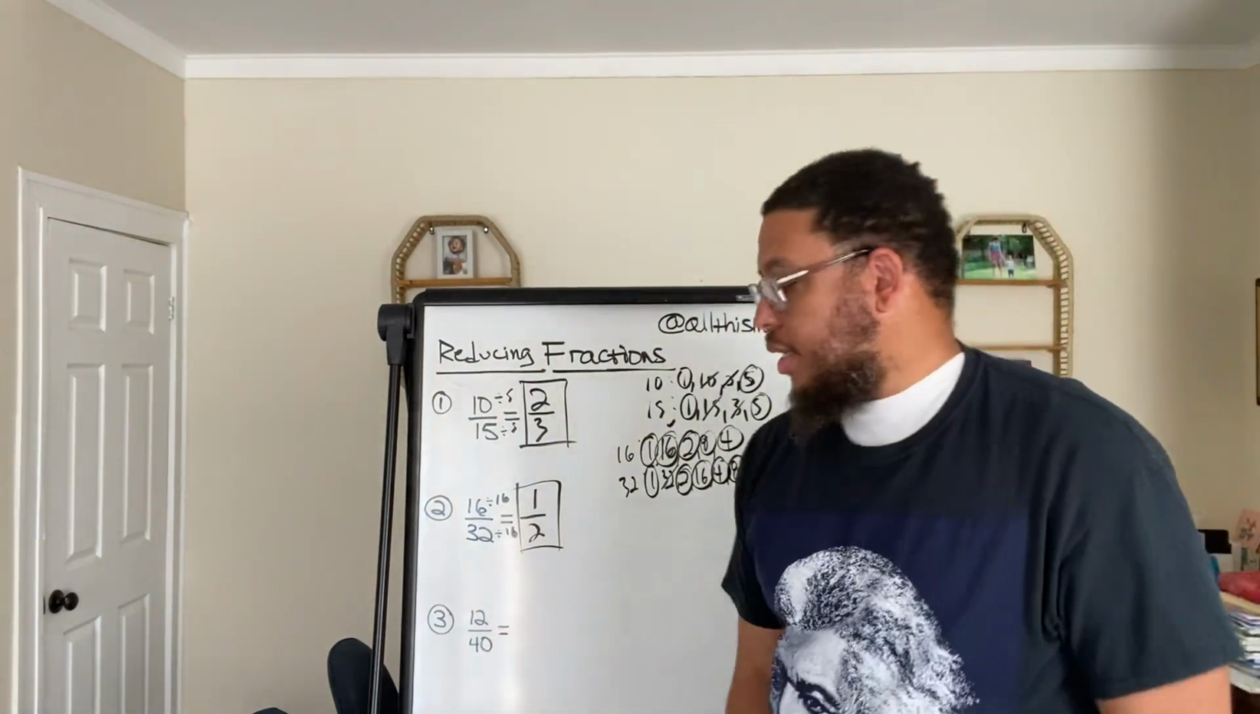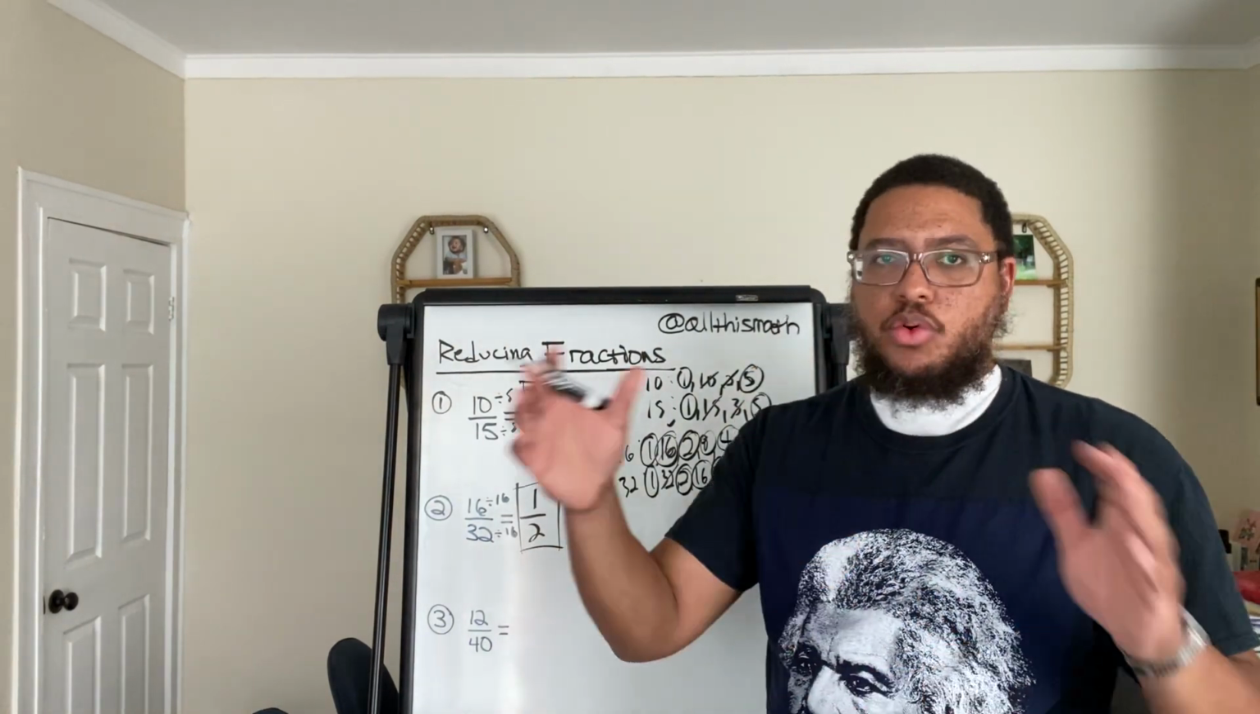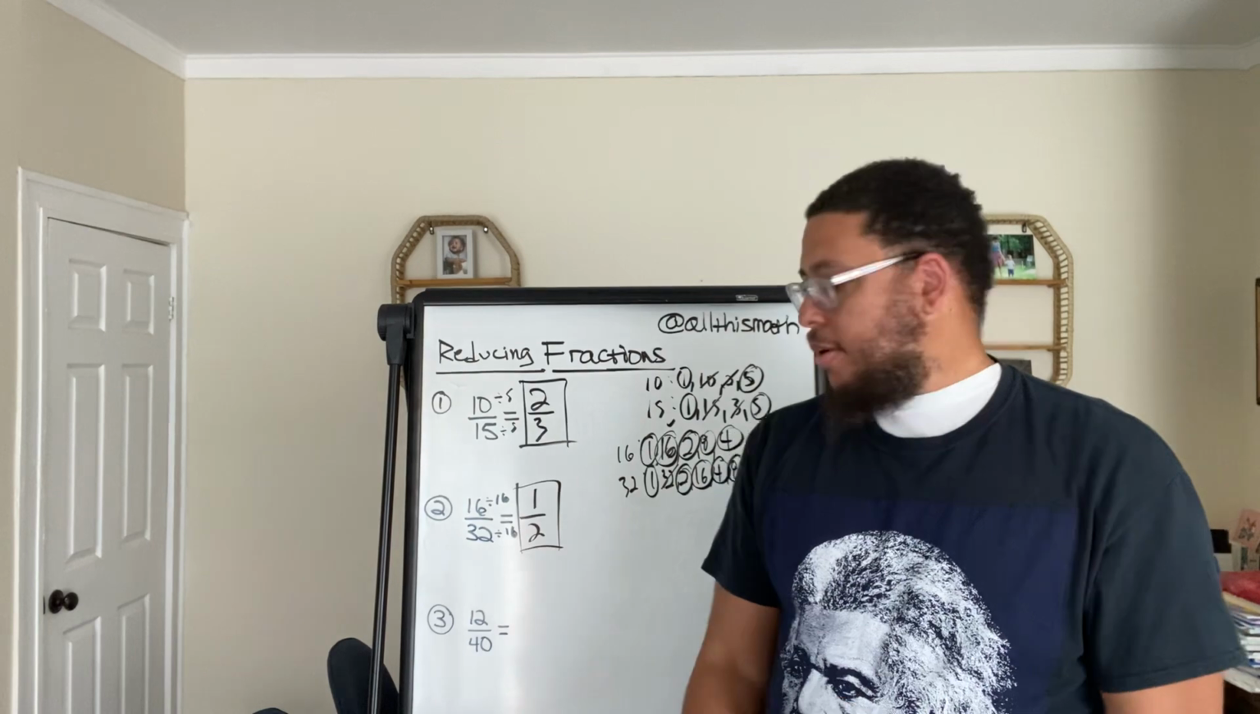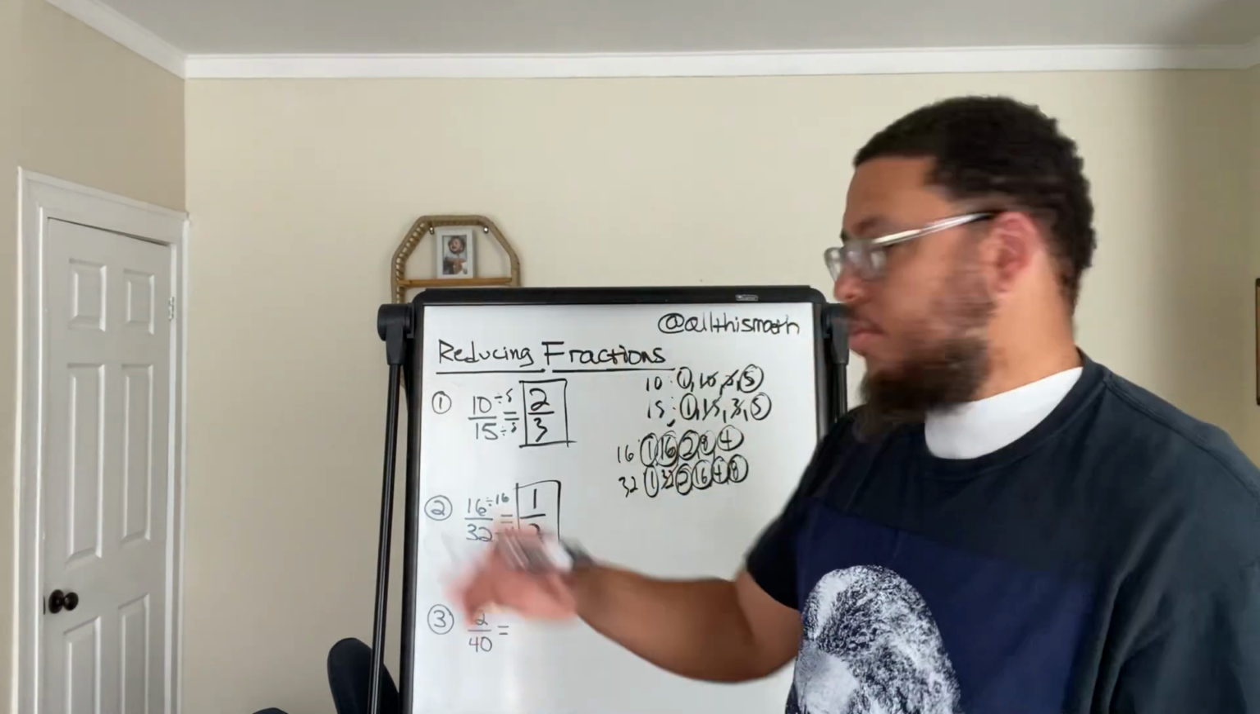All right, 12 over 40. All right, so you got an object. It's cut up or divided up into 40 equal pieces. Notice I keep saying equal, not just 40 random pieces, 40 equal pieces. We are focused on 12 of those. 12 of those equal pieces, and then 40 of them all together.